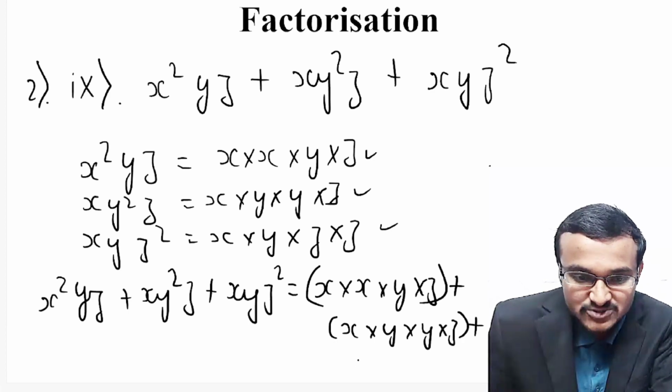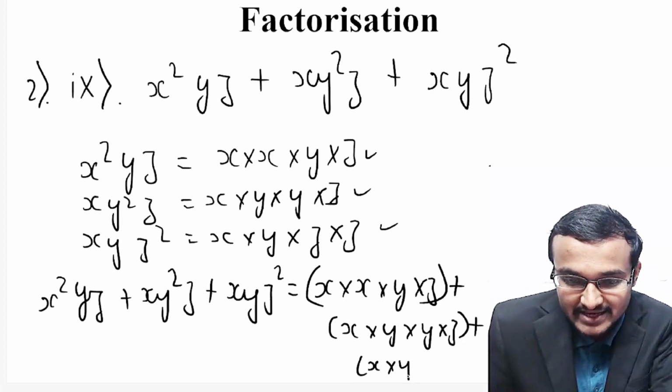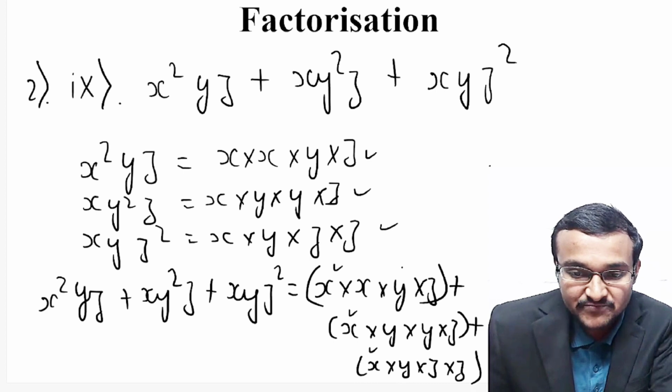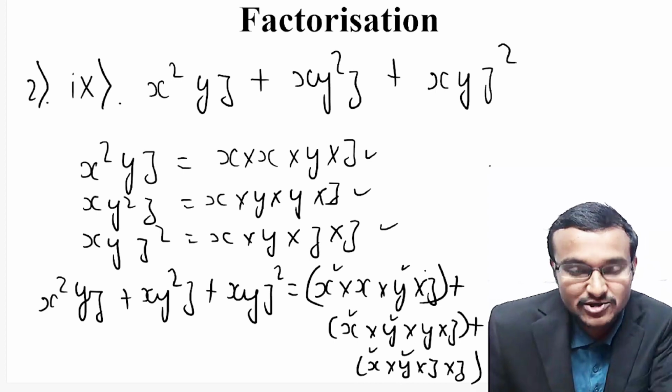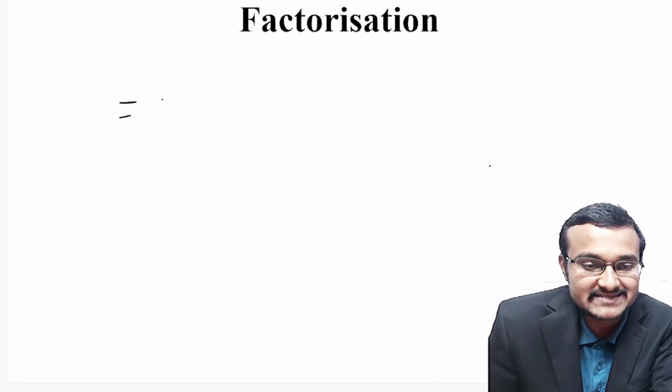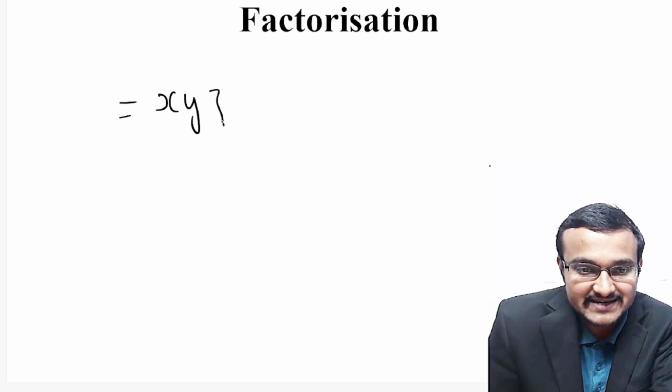So plus xyz square is there. So that is x into y into z. So here 1x, 1x, 1x is common in all these three. 1y, 1y, 1y is common in all these three. 1z, 1z, 1z is common in all these three. So you can take x, y, z as common.